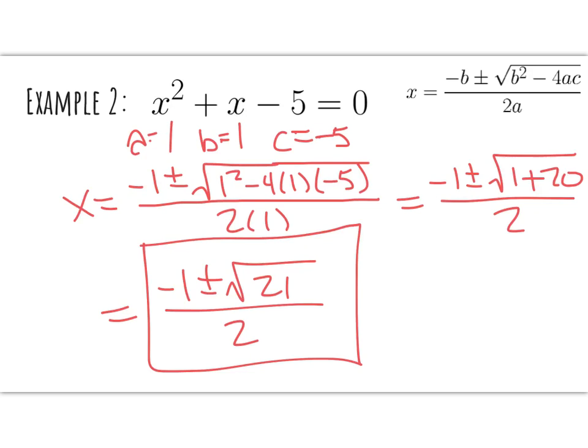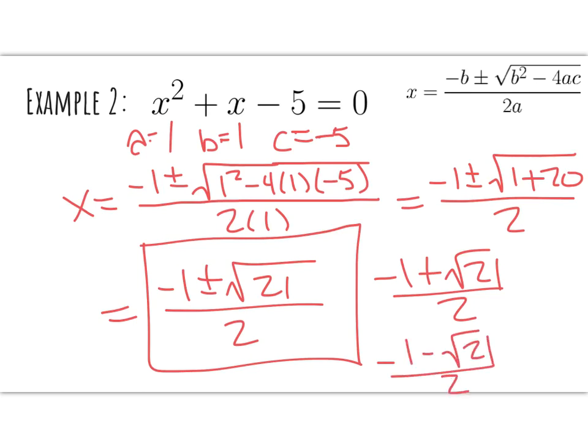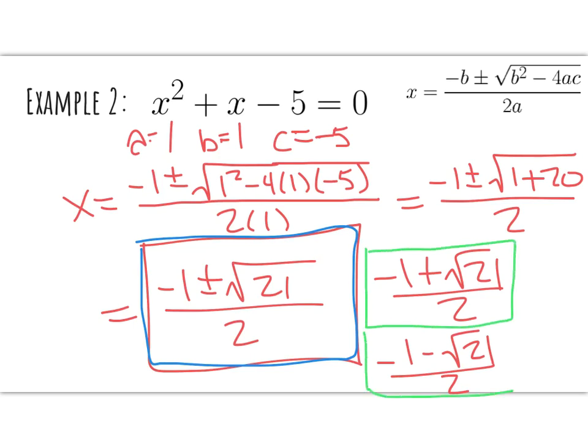Our solutions are negative 1 plus the square root of 21 over 2. That's one of the solutions, and the other one is negative 1 minus the square root of 21 over 2. You can leave it as the radical with the plus minus because there's nothing more we can do with that radical, or you could write them as separate statements. Either way, it's totally fine.